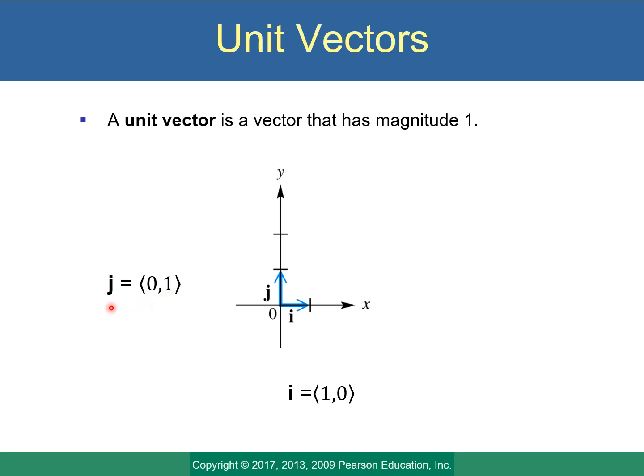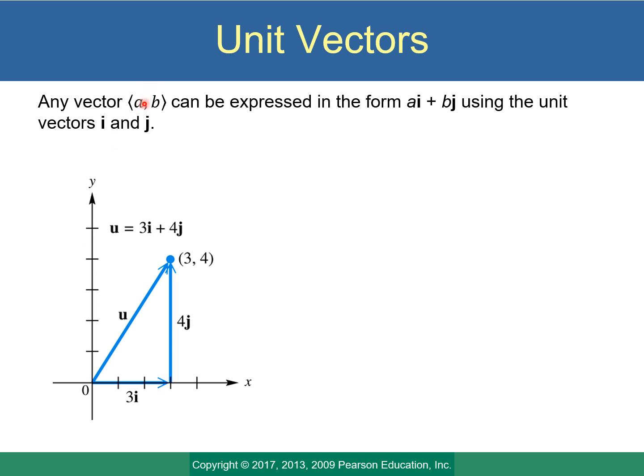Now why this matters is because this is going to give you a new way to write your vectors. You can now write your vectors in terms of i and j. So any vector a, b can be expressed in this i, j form, or ai plus bj form, using the vectors that we just talked about. So if I have a vector that has my terminal point at 3, 4, I could write it with my angled brackets 3, 4. Or now you have a new way to write vectors.